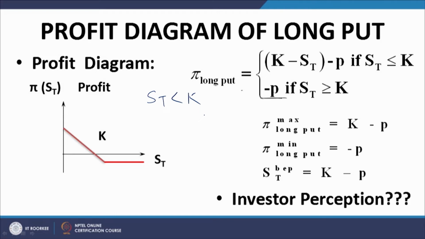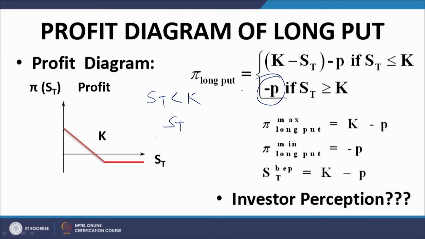And therefore, if ST is greater than K, the option would lapse, but the premium that I have paid for acquiring the option would be a loss to me, and that is represented by this minus P. In the event that ST is less than K, what I can do is buy the asset in the market at ST and sell it at K, and therefore I can make a profit of K minus ST, of course without the option price, and if I consider the option price as well, this will be minus P, and that is precisely what is shown in the first line of the profit function, and that is also shown by this diagram.